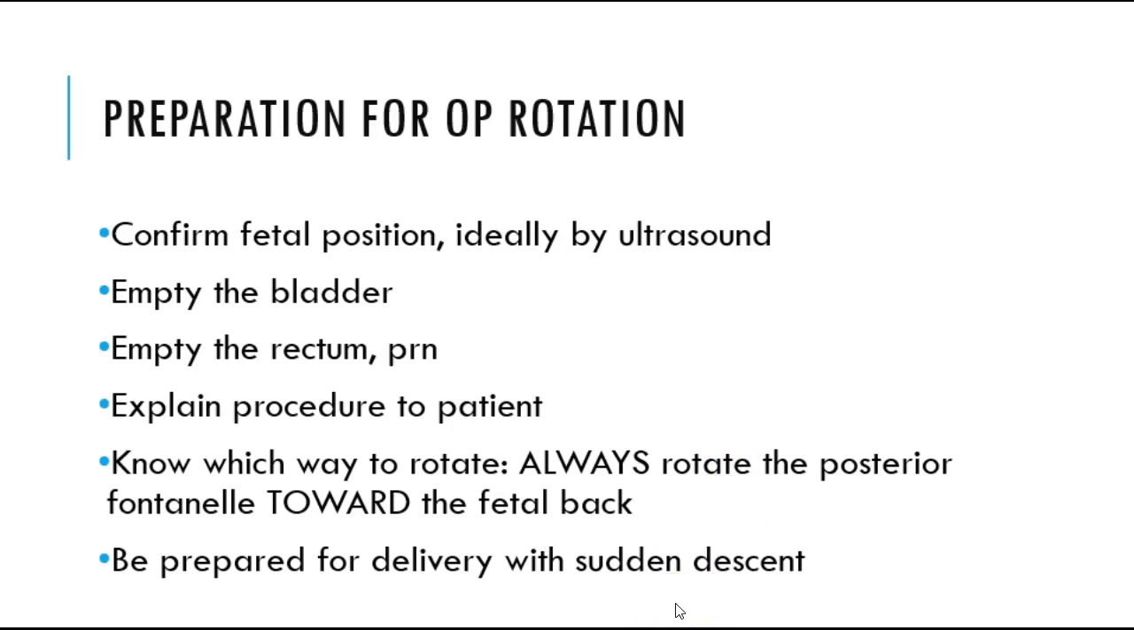And then be prepared for delivery with sudden descent. Especially if this is a multip where we're slowing up at the end, to get that baby in an OA position, you should have everything ready for a birth because it can go really fast after that.